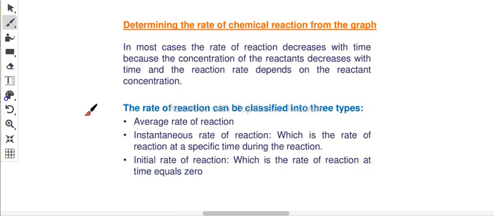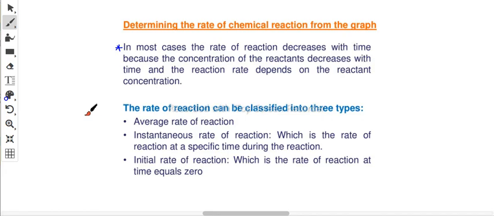Now let's consider how we can determine the rate of reaction from these graphs. In most cases, the rate of reaction decreases with time. This is because the concentration of reactants decreases per unit of time. And at the end, the chemical reaction always depends on the reactant concentration. We're going to prove how the rate of reaction decreases per unit of time, taking into consideration different types of rates. We're going to measure it within the graphs that we have.